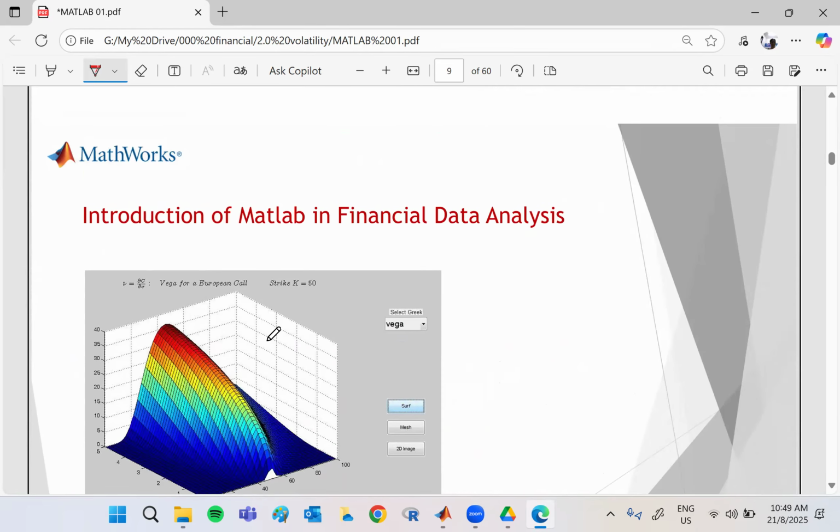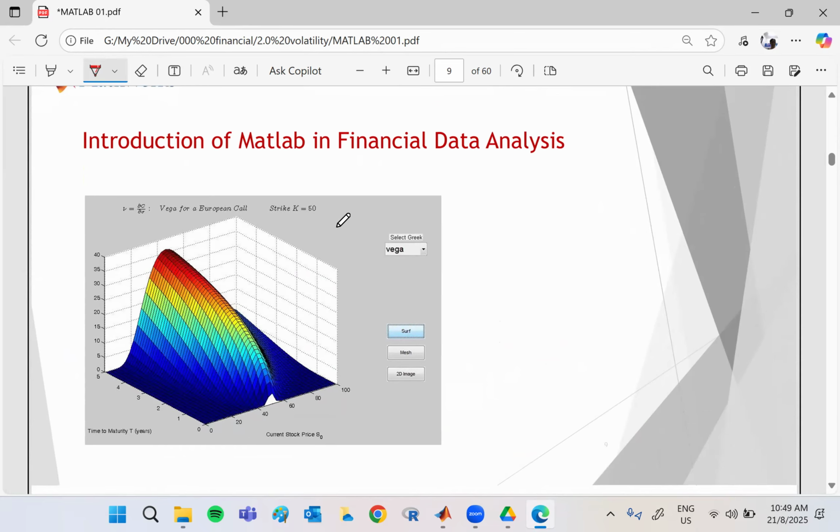In the coming session, we'll look at how to use MATLAB to do the analysis. Till then, we just have a short break, then we come back afterwards.